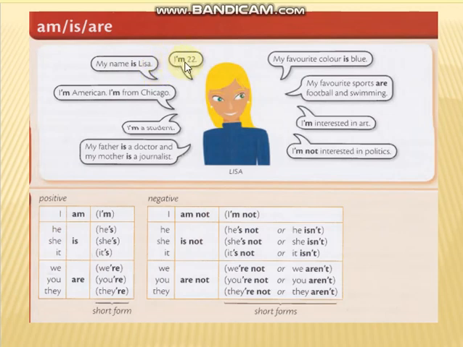I am 22. My name is Lisa. I am American. I'm from Chicago. I'm a student. My father is a doctor and my mother is a journalist. My favorite color is blue. My favorite sports are football and swimming. I'm interested in art. I'm not interested in politics.